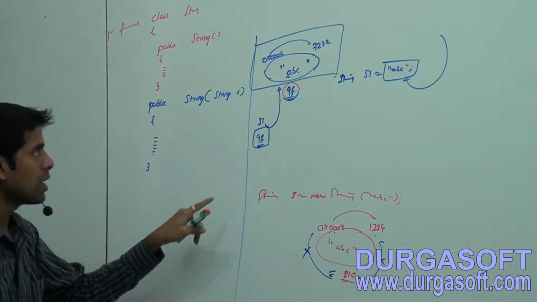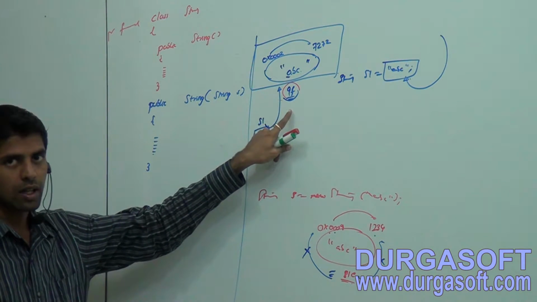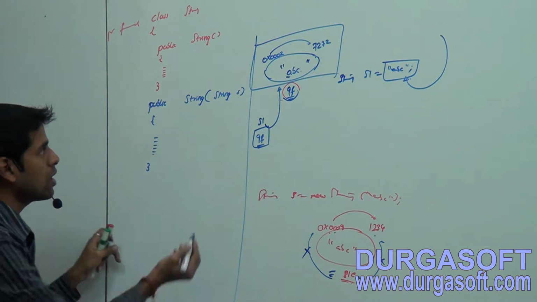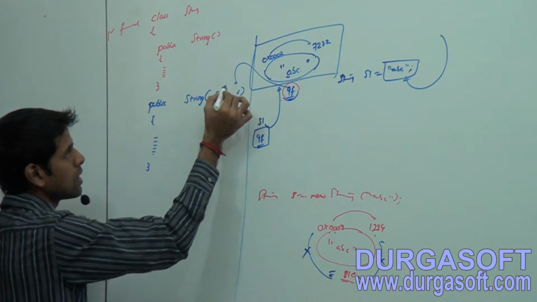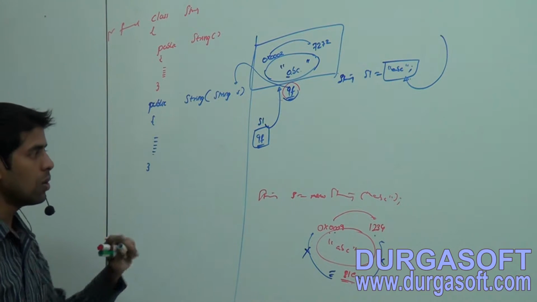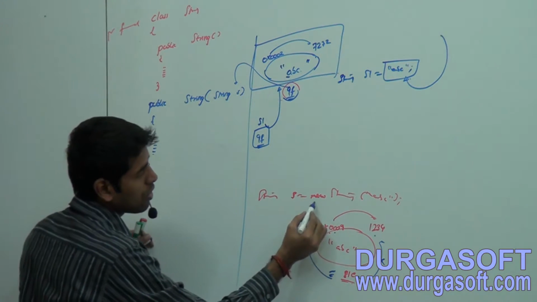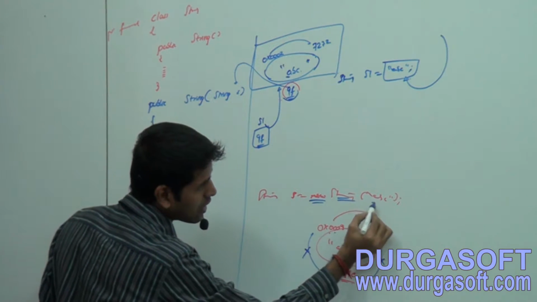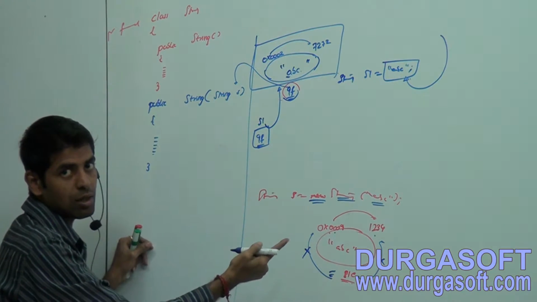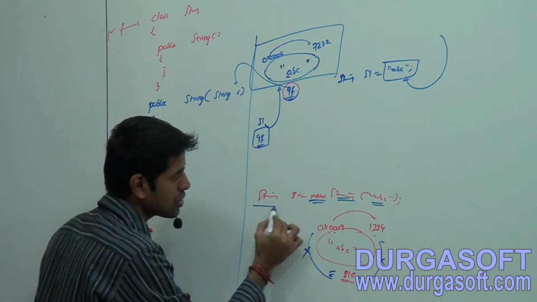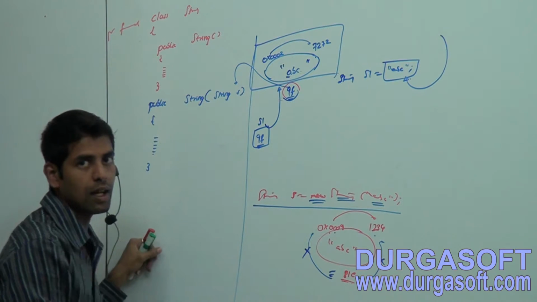Now observe here, this 9f you can also pass, and also here observe new String("abc"). Because of this instruction, what happens?